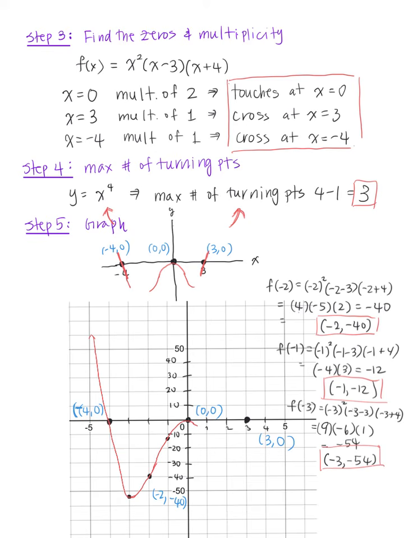Now let's just analyze the positive side. In order to do that, you can just compute maybe f(1). So f(1) is going to be 1 squared, and then 1 - 3, and then 1 + 4. So that's the same thing as -2 times 5. So that's -10. So you've got (1, -10) to plot. So let's go. (1, -10), so that will be here.